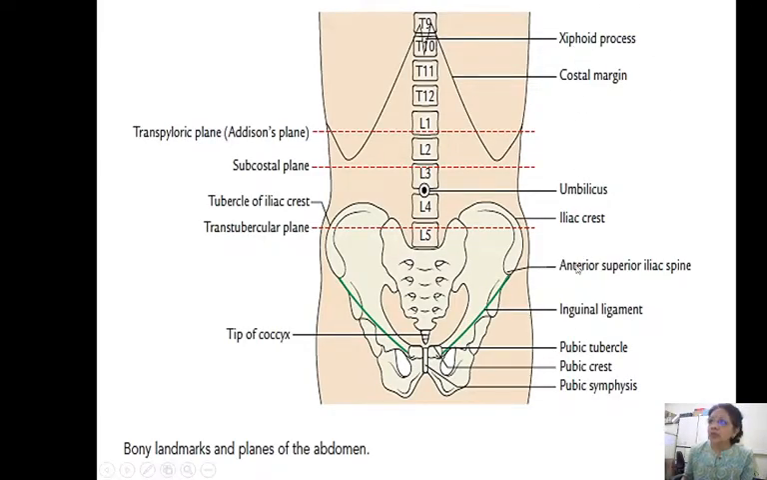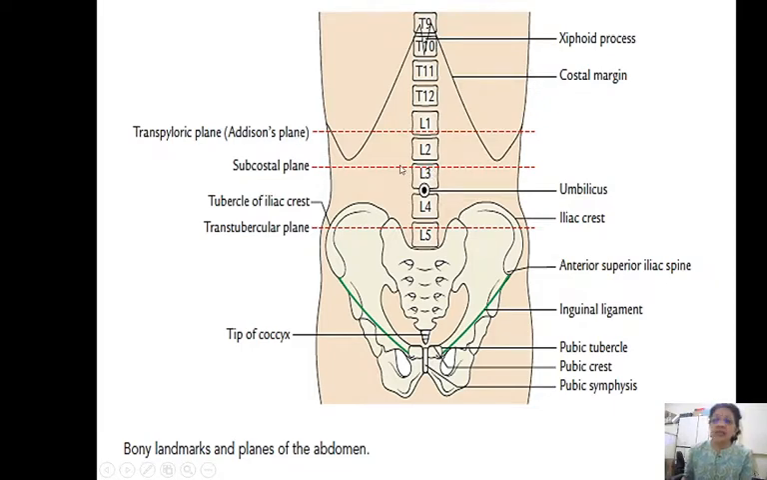So we looked at all these. Now let's look at this. The transpyloric or Addison's plane, the red dotted line, is going through lower L1. The subcostal plane is another plane we talked about. It is a plane corresponding to the lowest points of the costal margin. So your ribs come all the way down to here, and then they go high. The inferior-most plane just beneath the costal margin is the subcostal plane, and this is at a lower level than the transpyloric, roughly going through the L3 level.